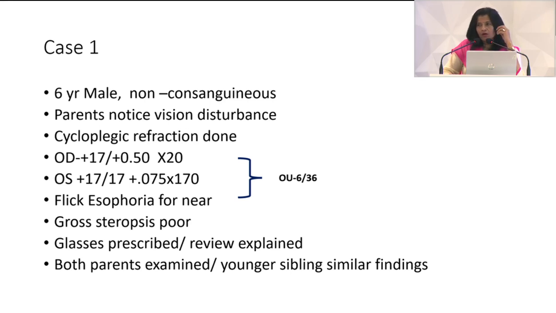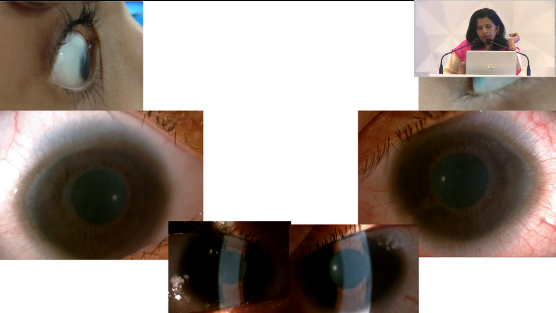So this child had very high hyperopia, which was not corrected initially, had nystagmus, and gross stereopsis was poor. The pediatric ophthalmologist was astute to pick up the difference in the contour of the cornea. All he could say was it looks oval shaped.